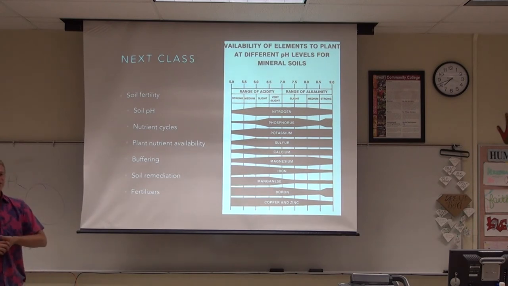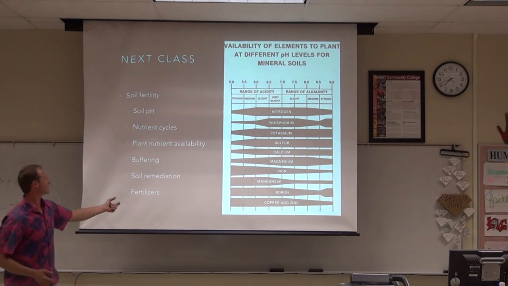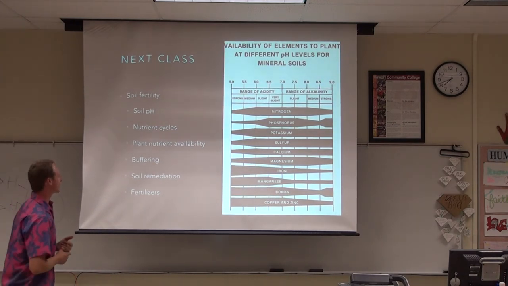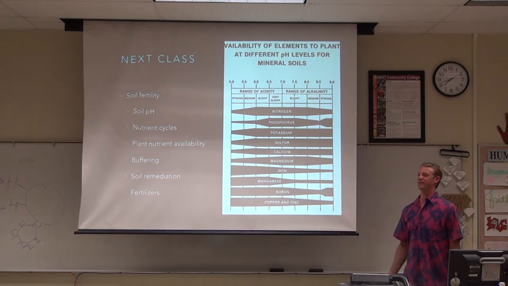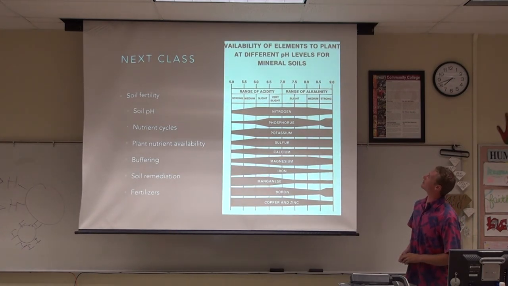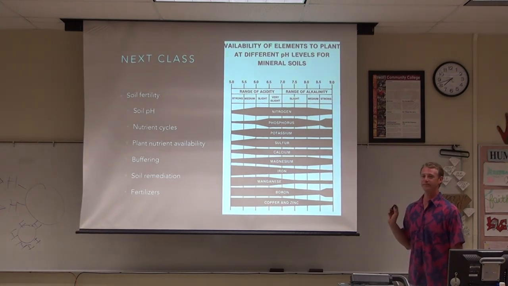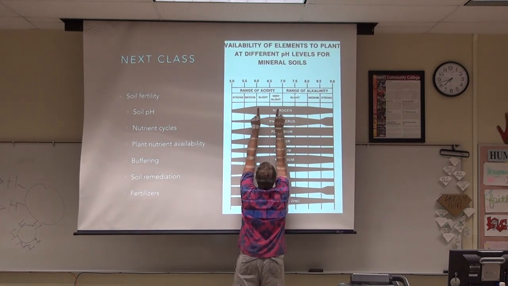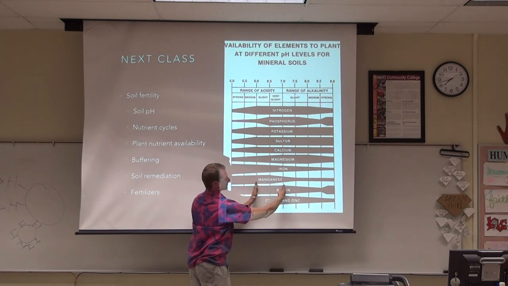We'll talk about soil remediation, how to change a soil to be the way you want it to be, and then we'll get into several fertilizers, just general stuff about fertilizers, what's on the outside of the label and all that good stuff. But the most important part is going to be on pH, of course. Why is pH important? Hey, a little introduction to next class. Here we have the availability of elements to plants at different pH levels for mineral soils. Nitrogen, phosphorus, potassium, sulfur, calcium, magnesium, iron, manganese, boron, copper, that's not all of them. But in this little window right about here, pH 6.0 to 7.0, plants generally absorb the highest concentration of minerals.